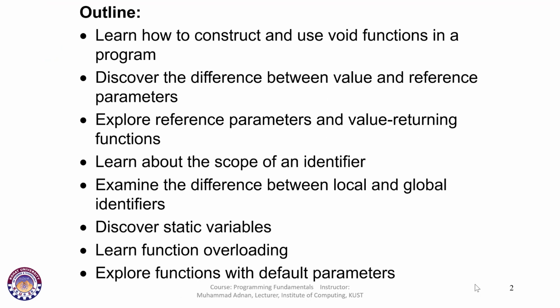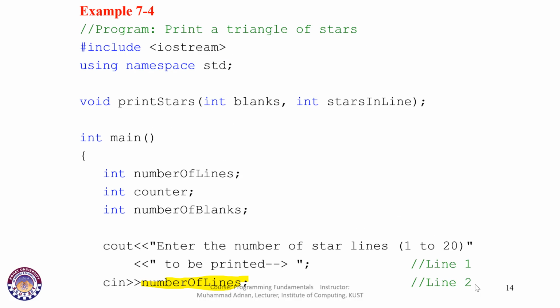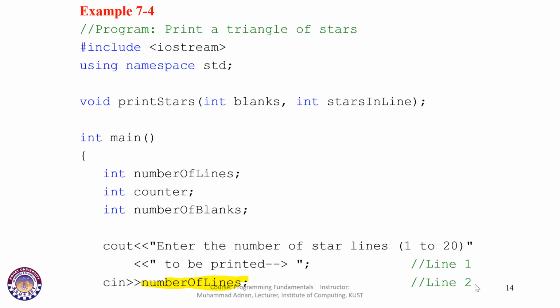So far we discussed how to construct and use a void function in a program. We discovered the difference between a value and a reference parameter. A value parameter gets a copy, whereas a reference parameter gets the address of a location. Then we were exploring the reference parameter and the value-returning function. With that, let me go directly to the problem where we were printing a triangle of asterisks or stars. Let me revise what we did in the previous lecture.